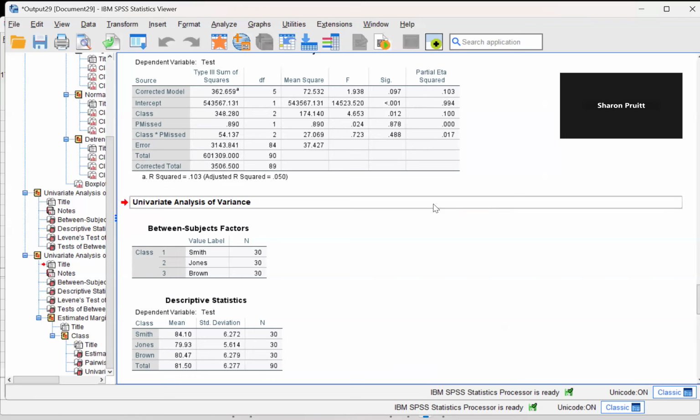In conclusion, after controlling for periods missed, there was a statistically significant and moderately meaningful difference in test scores among the classes. Specifically, students in the Smith class performed significantly better than students in the Jones class.